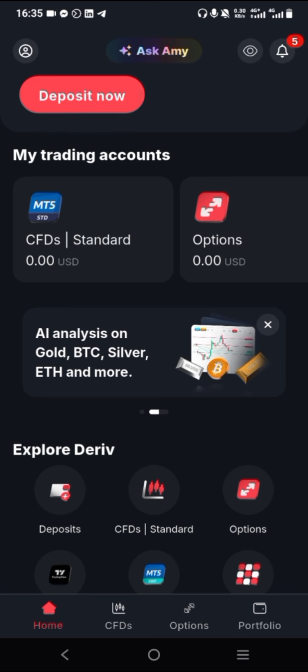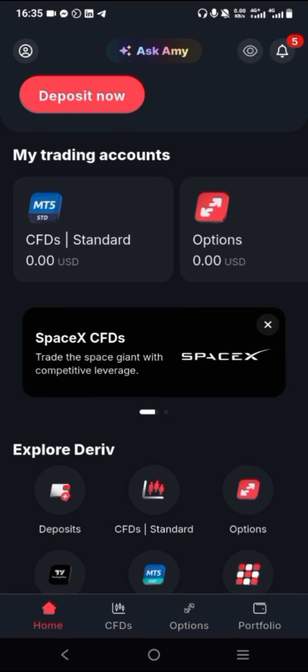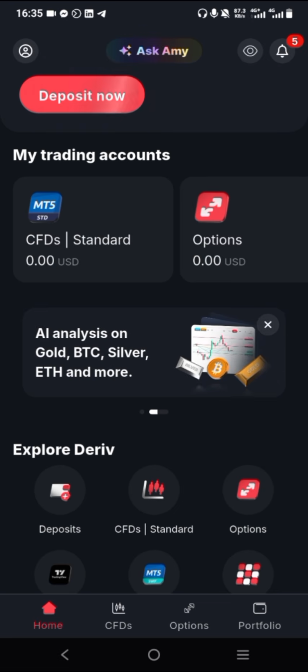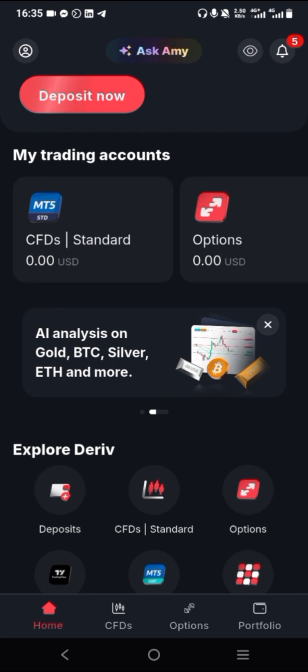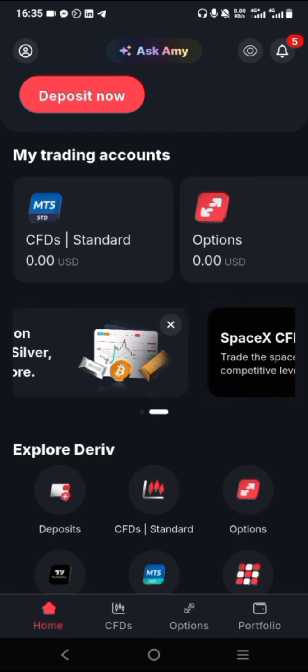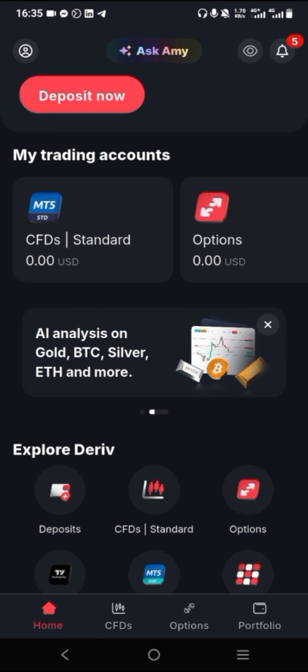You will see the eye icon, which I will circle, is related to the visibility of account information, particularly information displayed on your dashboard. Then the notification bell, which you see, I have 5 notifications. It simply means that if Deriv has an important message, promotion, account notification, or other alert, you will see it there.